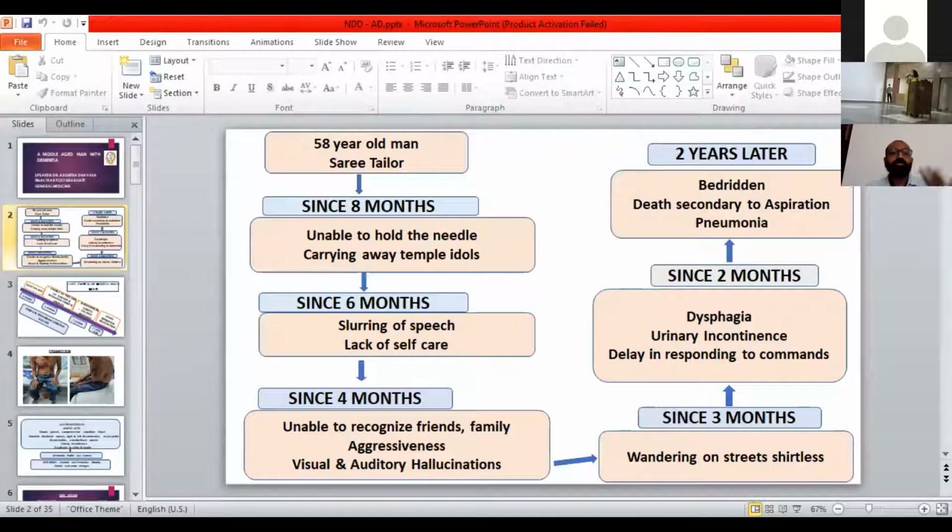So the first thing is a 58-year-old man, a sari designer, who since 8 months was unable to hold the needle and was carrying away temple idols. Very interesting history. So the first thing is unable to hold the needle. What do we think it is? Do you think it is a motor problem, or a fine motor problem? Does it have more to do with grasp, or with fine movement? Why am I talking about this?